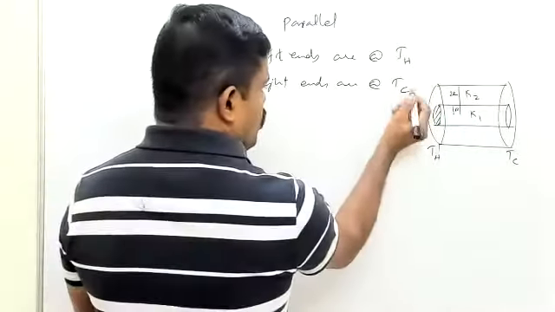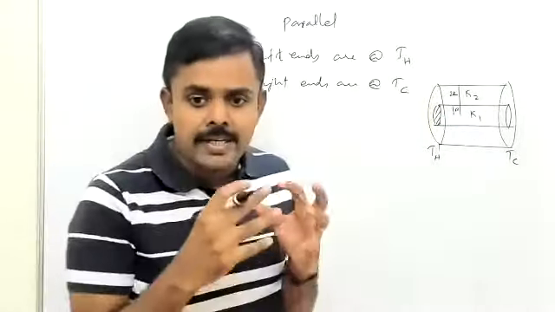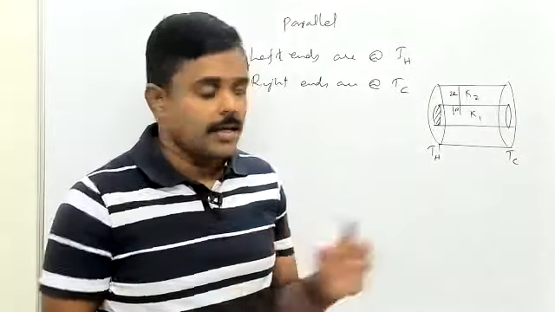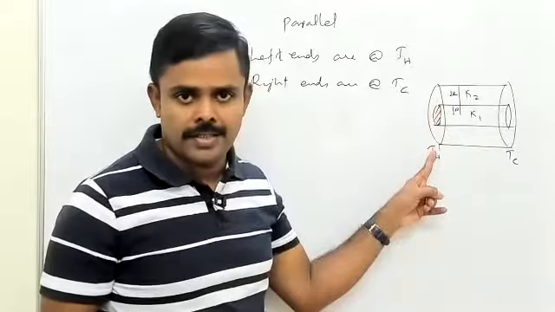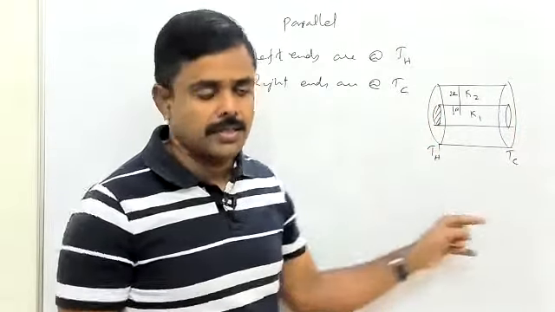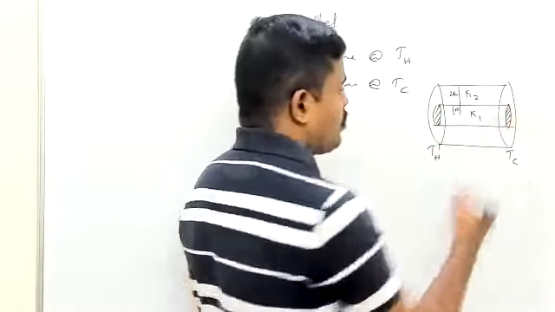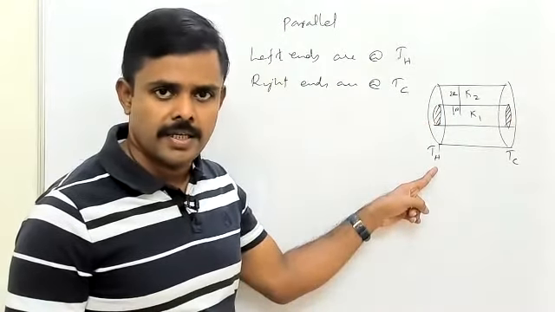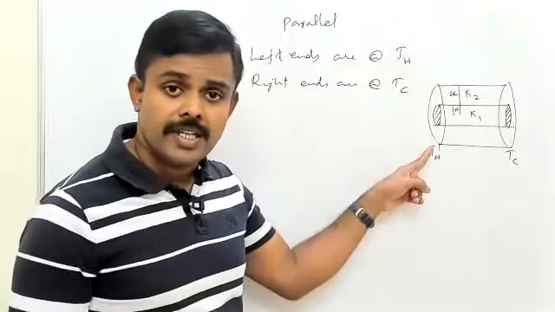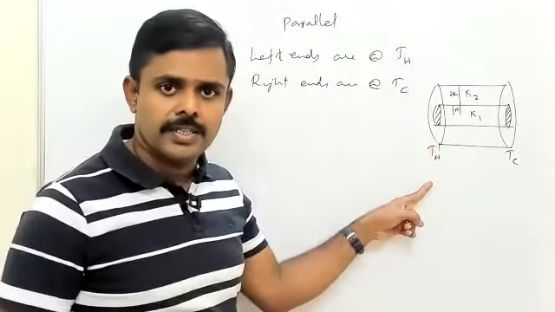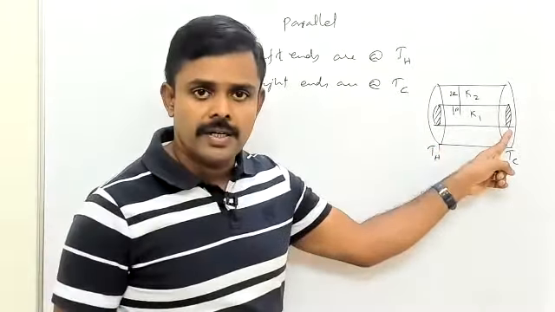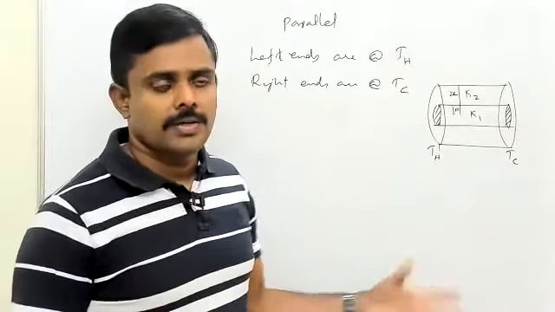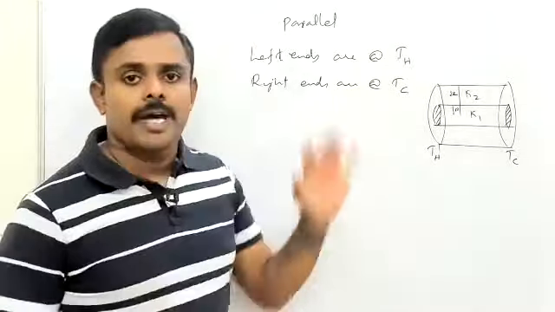So, for both the cylinders, the inner cylinder and the outer cylindrical shell, the left ends are joined together and right ends are joined together. Such a system is called a parallel combination. Where is the left end for the cylinder? TH. For the cylindrical shell? Also TH. Right end for the cylinder? TC. For the shell? Also TC. So this is a parallel combination.